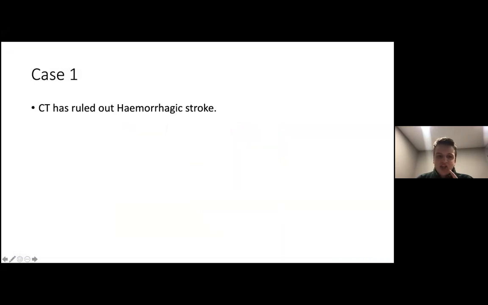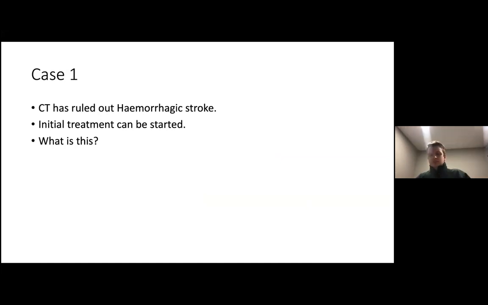Okay, so back to the patient. So we've ruled out this hemorrhagic stroke. This is an ischemic stroke in this patient, so we can start initial treatment. Does anybody know roughly how we'd initially treat this patient? Just put it in the chat. I'm just waiting on answers now. Okay, so someone has said thrombolysis, alteplase, supportive, stop anticoagulants, alteplase.